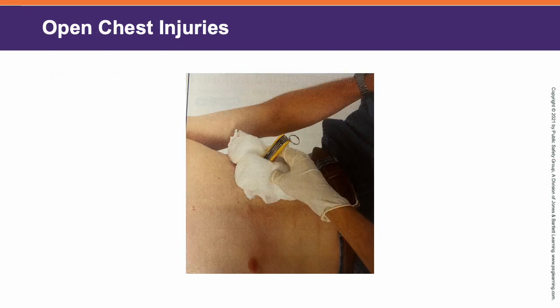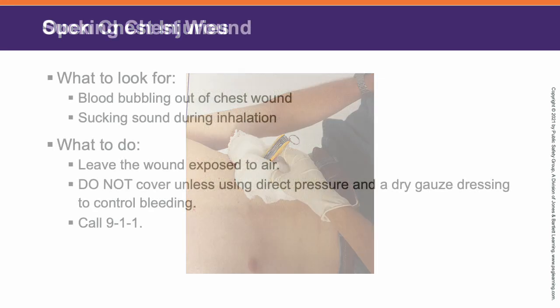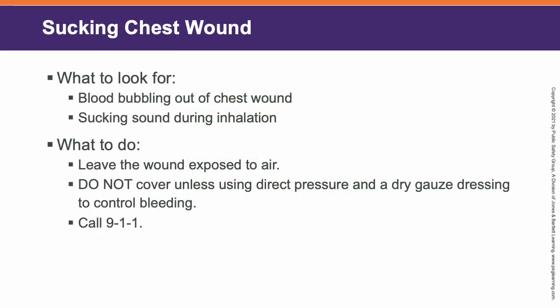All right, now we're going to talk about open chest wounds, okay? First type of open chest wound is a sucking chest wound. What you're going to find is the skin has been broken, but there's not an object there, so it's just a hole in the chest. Some things to look for: there will be some blood bubbling out of the chest wound because of the air exchange coming from the chest cavity. When the person is breathing in, there will be a sucking sound, hence the name sucking chest wound.